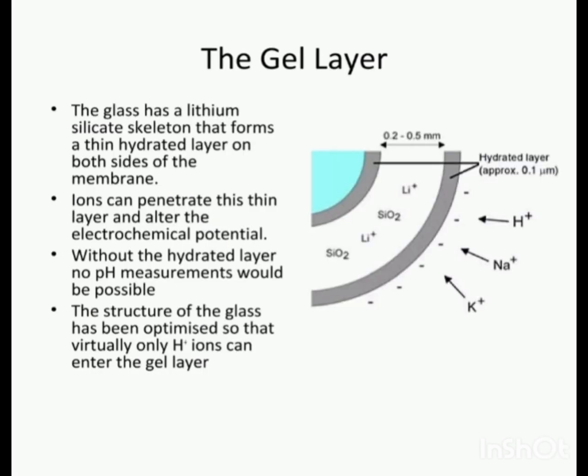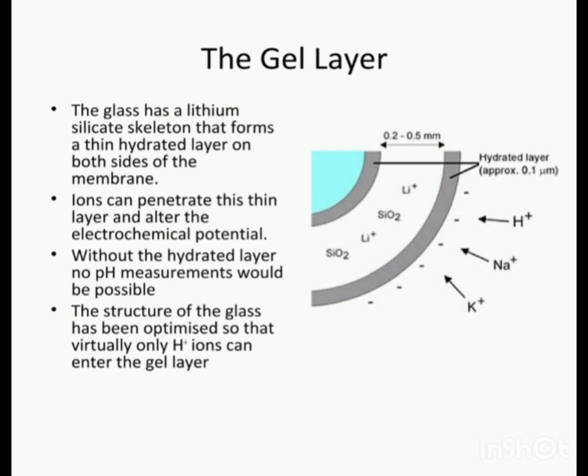And the glass gel layer: the glass has a lithium silicate skeleton that forms a thin hydrated layer on both sides of the membrane. Ions can penetrate this thin layer and alter the electrochemical potential. Without the hydrated layer, no pH measurements would be possible. The structure of the glass has been optimized so that virtually only H+ ions can enter the gel layer.